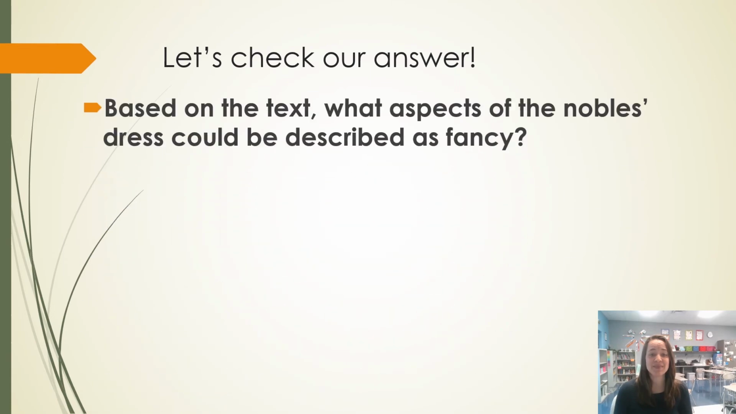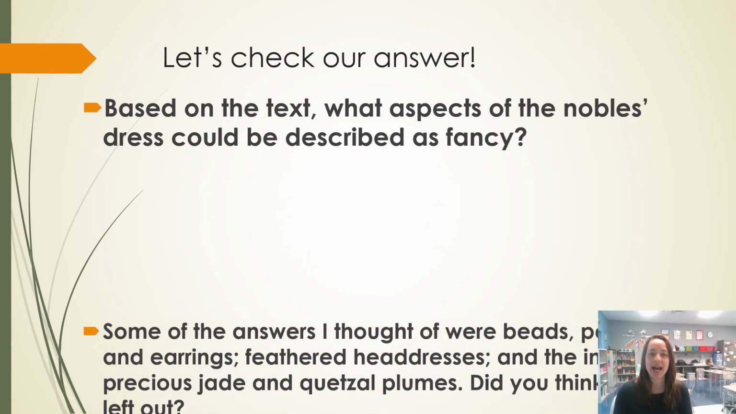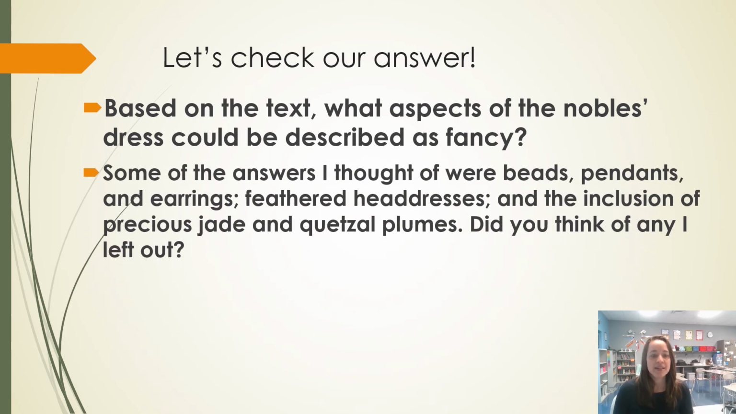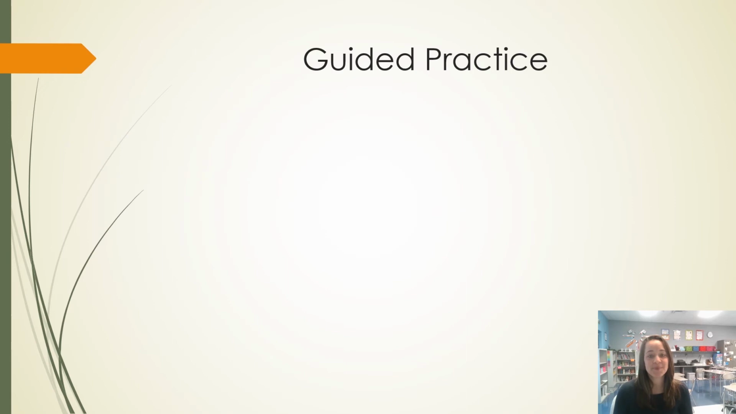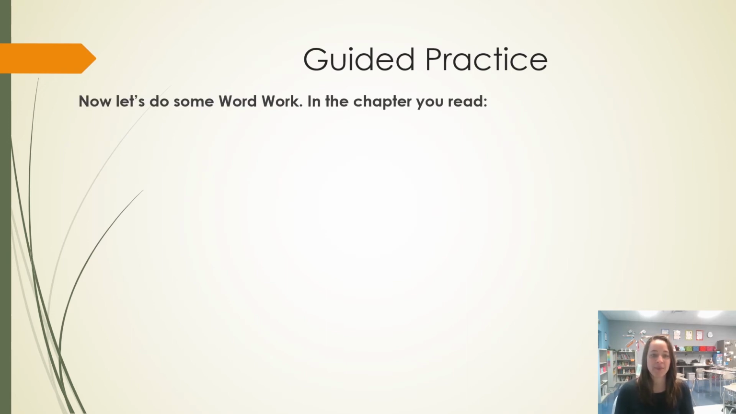Let's check our answer. What aspects of the nobles' dress could be described as fancy? Some of the answers I thought of were beads, pendants, and earrings, feathered headdresses, and the inclusion of precious jade and quetzal plumes. Did you think of any I left out? Let's move on to our guided practice. We're going to be doing some word work.